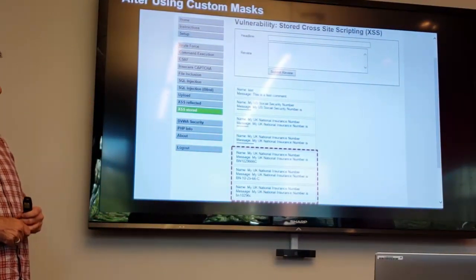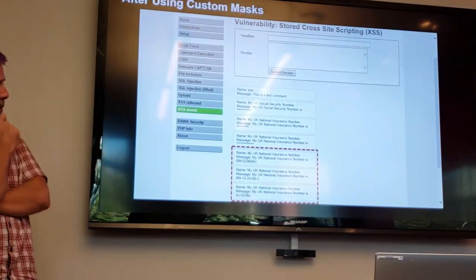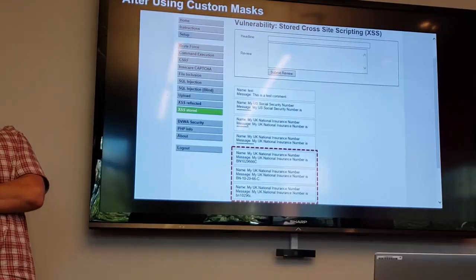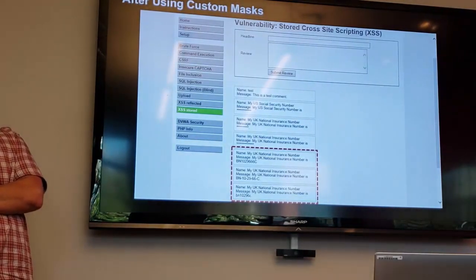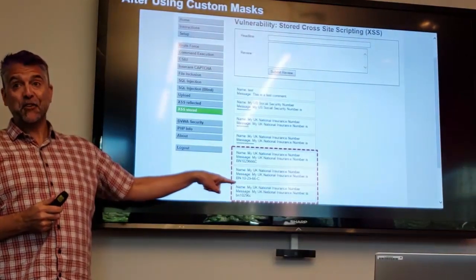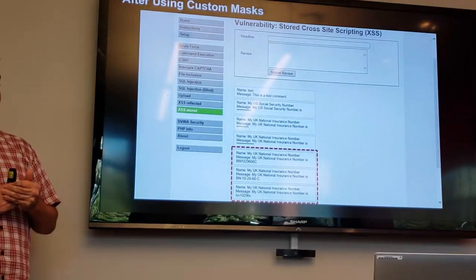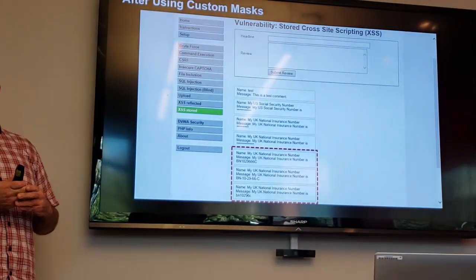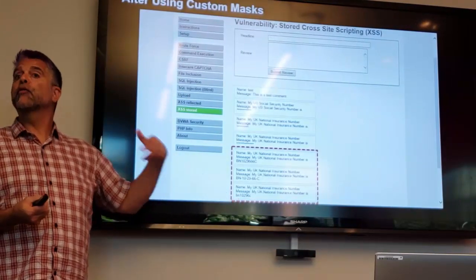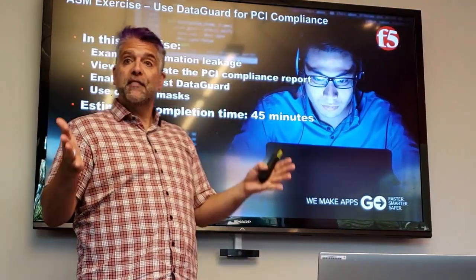But there are some that are not masked. Why is the first one not masked? Why didn't that get masked? Anyone, can you tell? Seven numbers. It's seven numbers, that's right. It doesn't match the mask. Why did the second one not get masked? Because of the dashes. Yeah, they use dashes instead of spaces. Now, if this is another valid way that people might enter these numbers, we might have to add a third mask. Why did the last one not get masked? Because of the lowercase, correct. Again, if this is how people might enter their numbers, we might want to add additional masks with lowercase characters. Very good. So that's our DataGuard section and our PCI compliance.